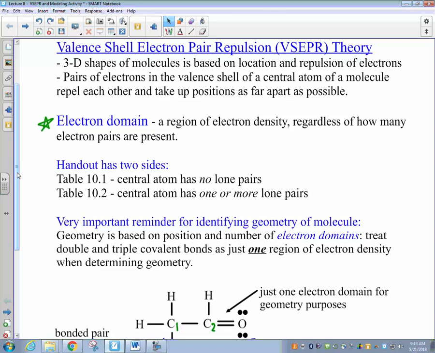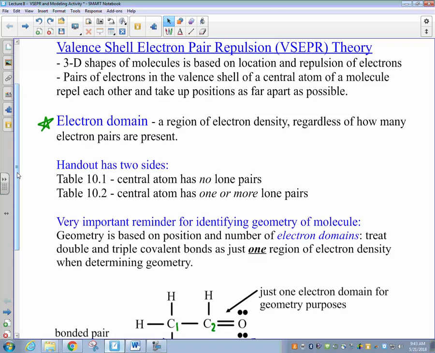On the reverse side of your handout sheet, there is a table labeled Table 10.2. This table gives you the geometries of molecules which do contain lone pairs of electrons occupying at least one of the domains around a central atom.